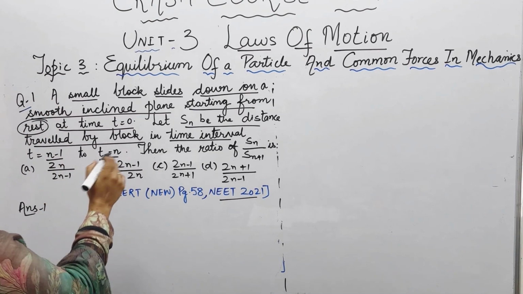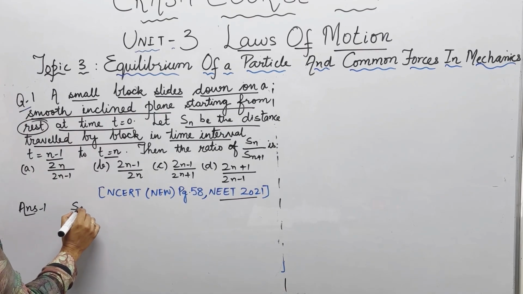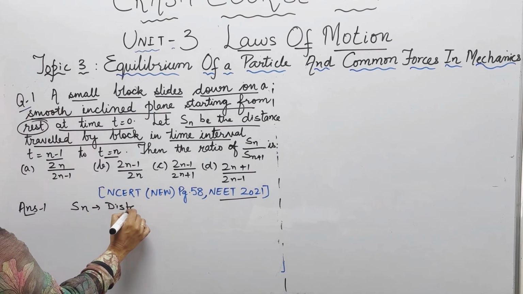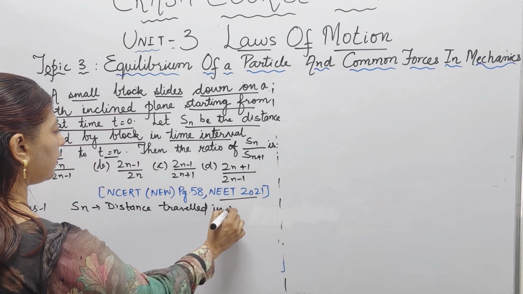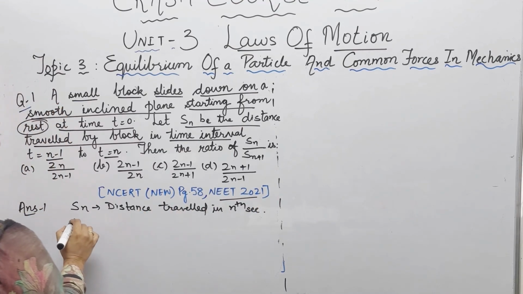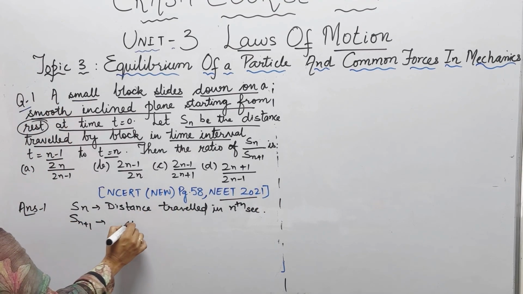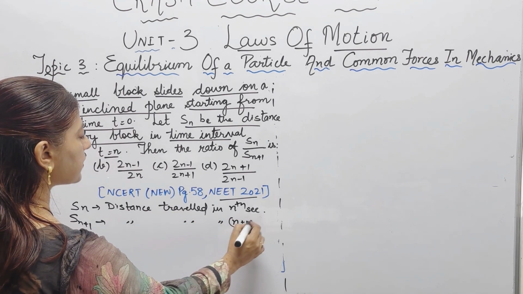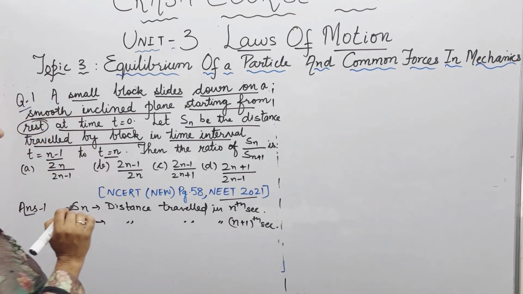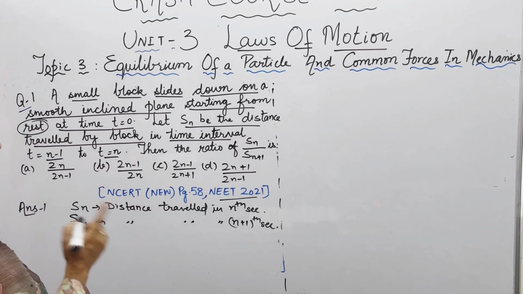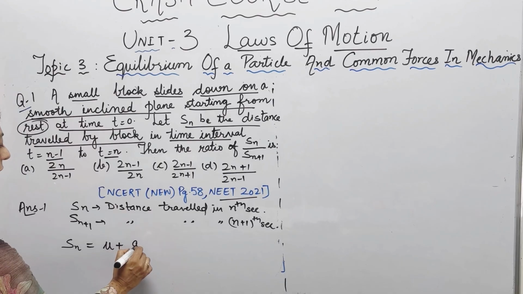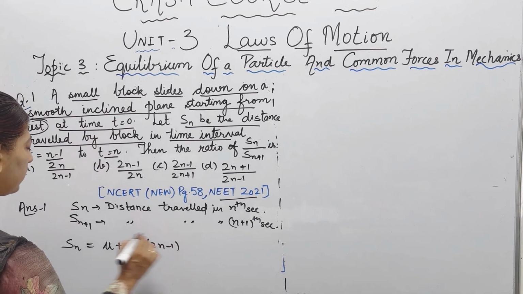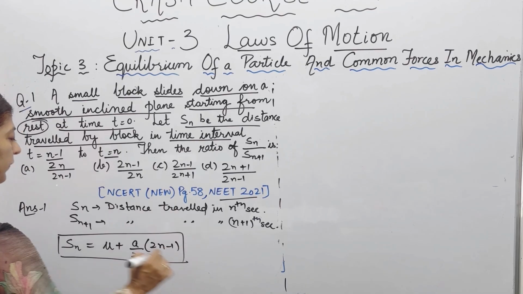Now in this question we need Sn, distance traveled in nth second, and Sn plus 1, this is the distance traveled in n plus 1th second. We will take help of the uniform motion in kinematics. There we have done Sn, the distance covered in nth second, is equal to u plus a by 2, 2n minus 1. So we're making use of this formula.